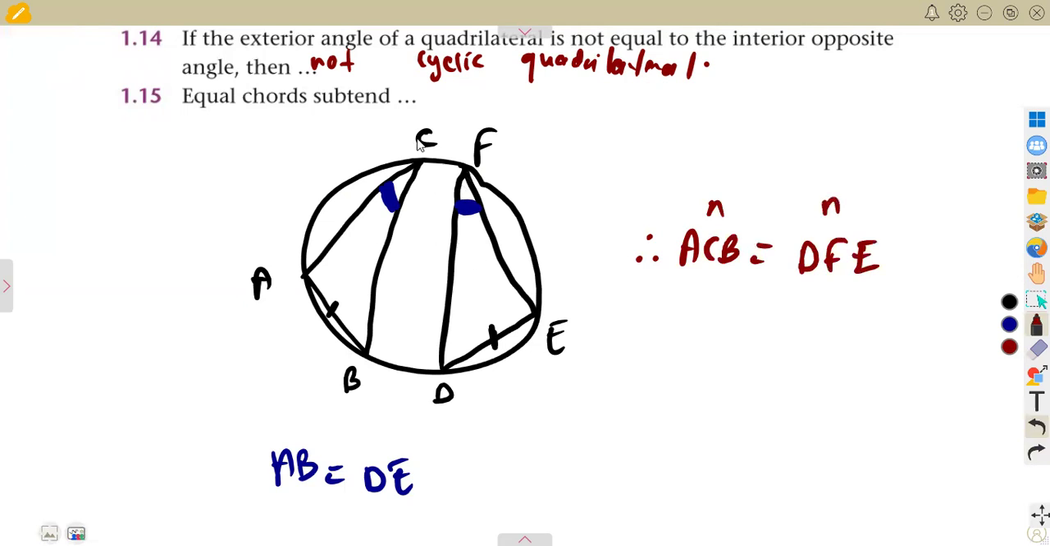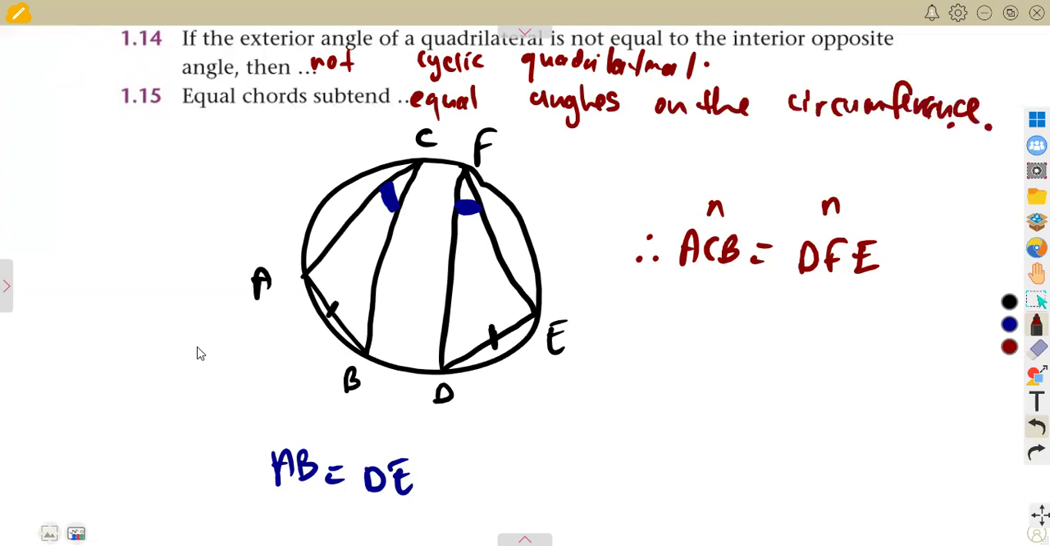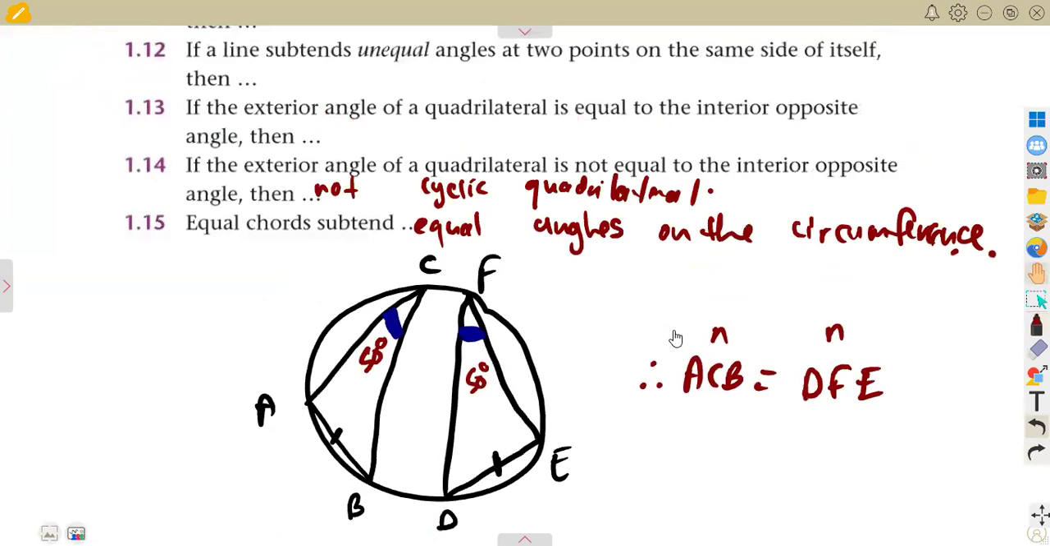So that is it. Equal chords subtend equal angles on the circumference of the circle. That is the idea there. They are going to create equal angles. So if this angle is 50 degrees, this angle also will be a 50-degree angle. These are the typical questions that you're going to have.